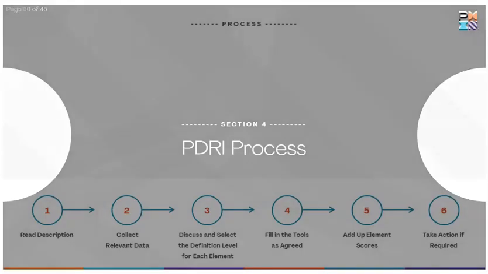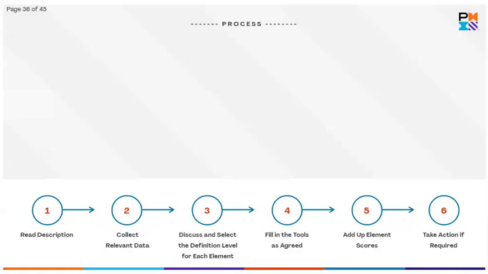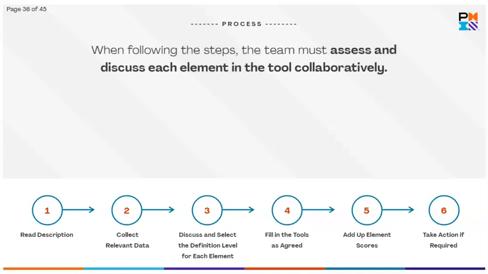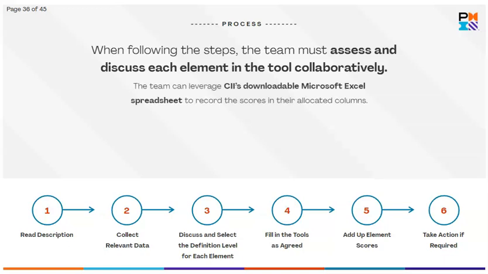Let's go through PDRI's step-by-step process. When following the steps given in the accompanying diagram, the team must assess and discuss each element in the tool collaboratively. The team can leverage CII's downloadable Excel spreadsheet to record the scores in their allocated columns. The Excel spreadsheet has a model built in to calculate the project PDRI score upon completion.